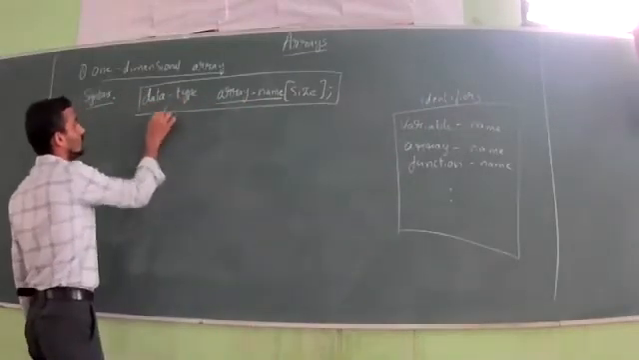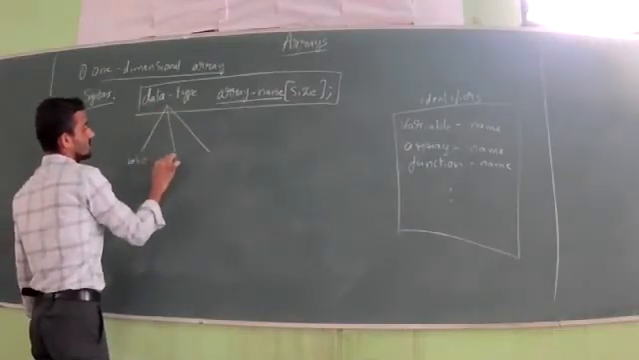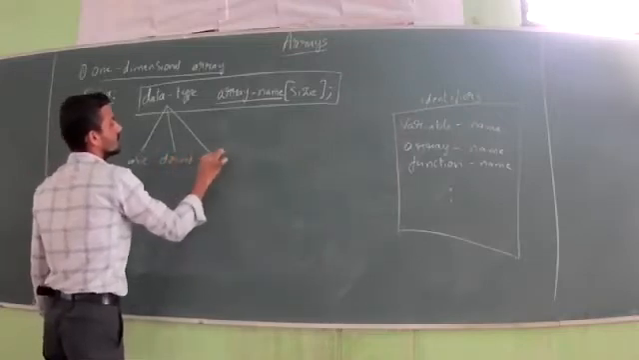So data type we know. In data type we have three things: one is basic, next is derived, and next is user defined.